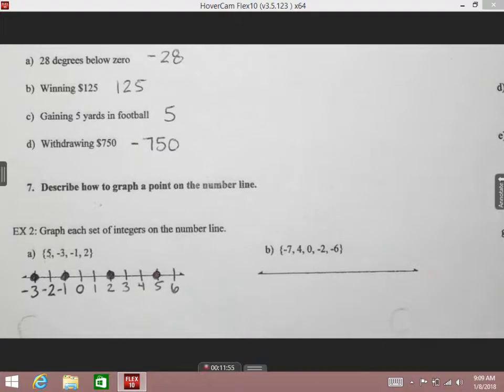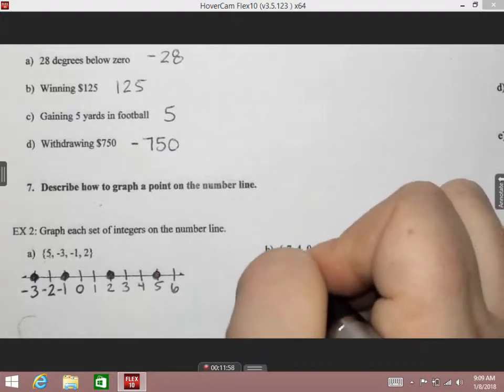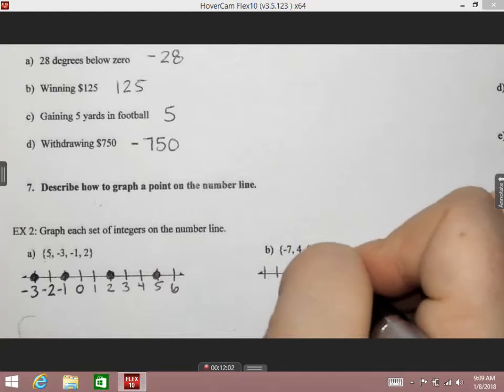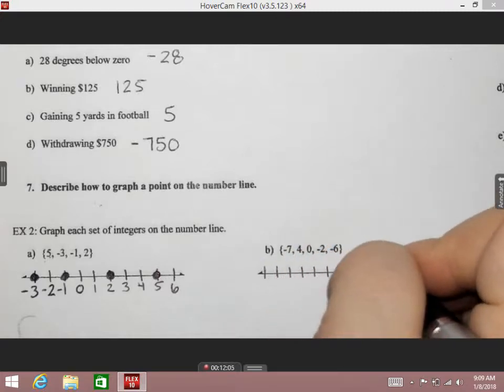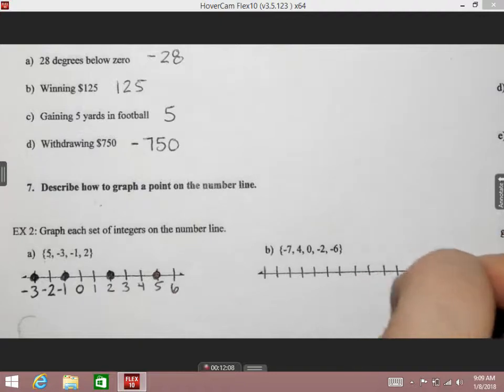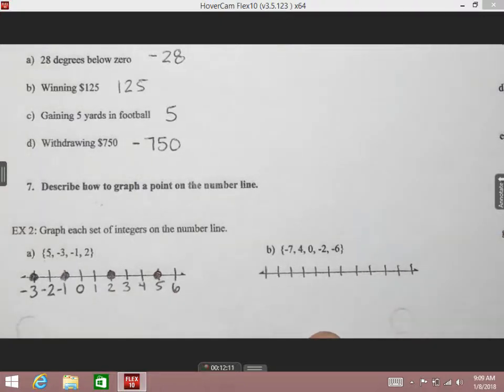All right, I'm going to give you a minute to try to set up B on your own. So first make sure you're putting those space marks on there, equally spaced apart. I'm going to give you a moment to try this one on your own. Make sure we're numbering the number line first. Choose the smallest number for your starting point.